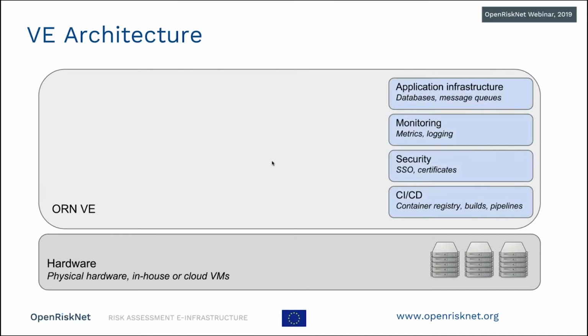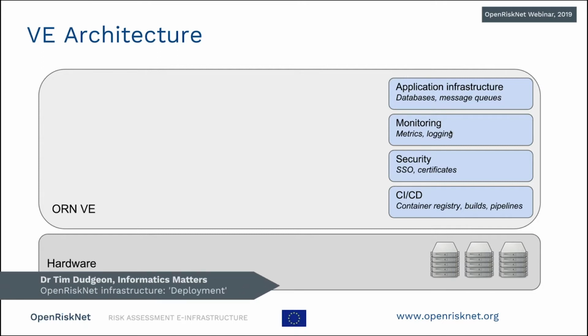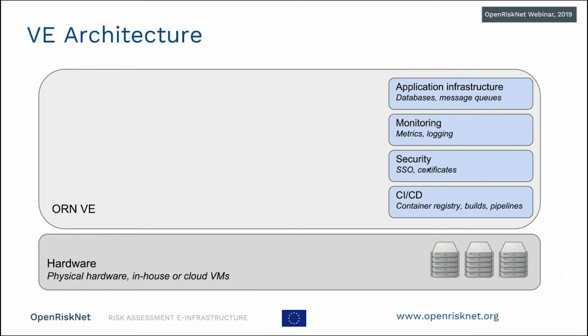And deployed into that environment out of the box is a number of what you can think of as infrastructure components. So infrastructure for applications, so things like databases or message queues that your applications might want to use. Monitoring to allow you to find out what's going on in your cluster and find out when disks are getting full and things like that. Security infrastructure, giving you a single sign-on system and certificate management and things like that, and a full continuous integration and continuous delivery system for building your software and deploying it and getting it up and running.